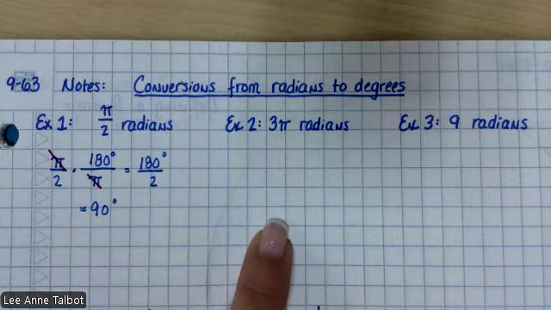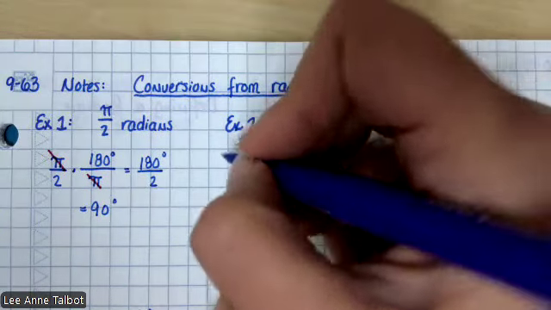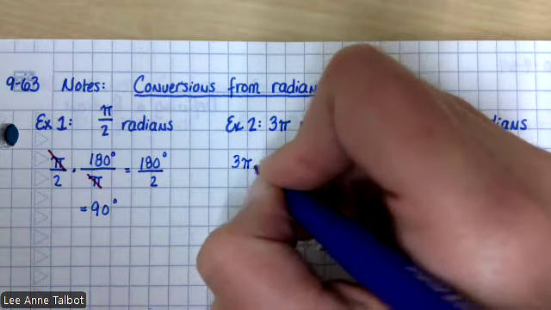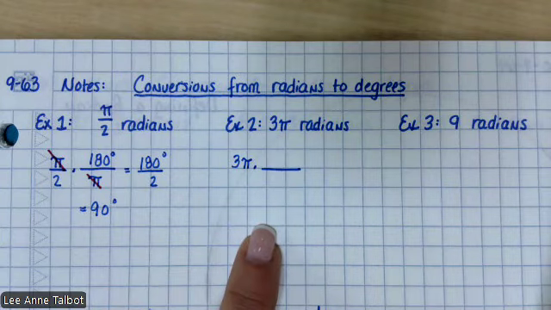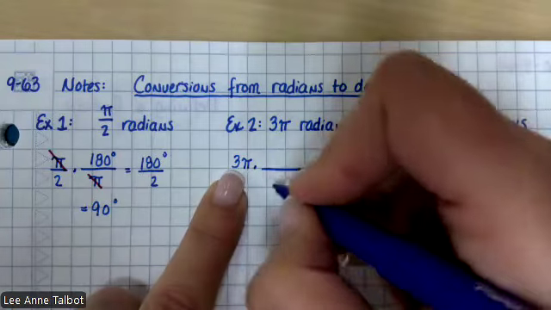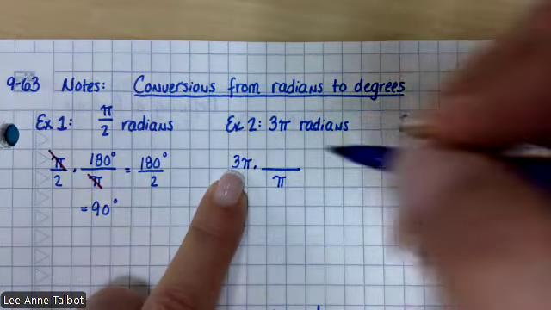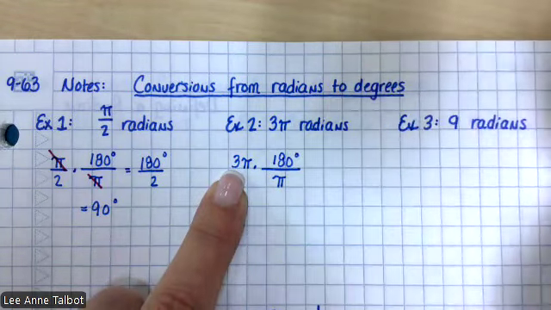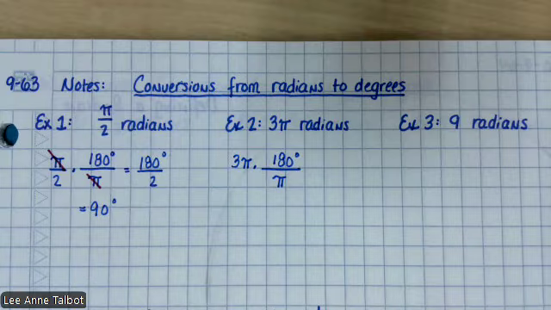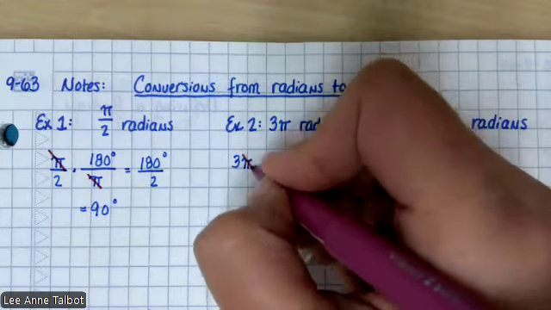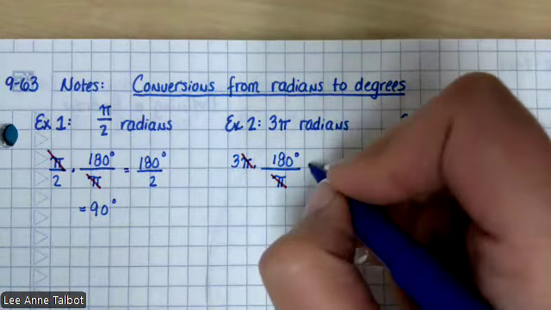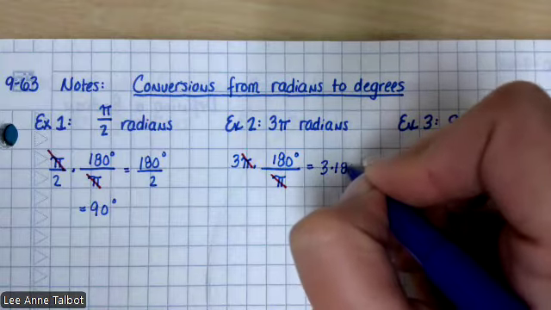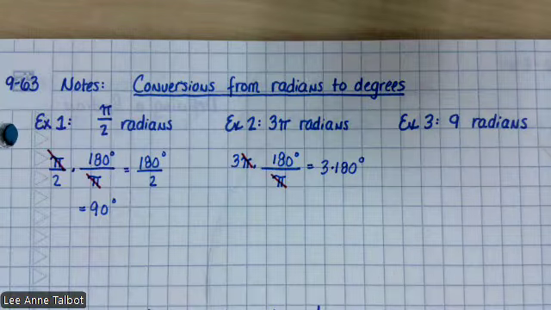Okay, 3 pi radians. 3 pi times line. I have radians on the top, so I want to put radians on the bottom to cancel. And pi radians is 180 degrees. Cancel out the pi's. And I have 3 times 180 degrees. Okay, now hold on and pause here.